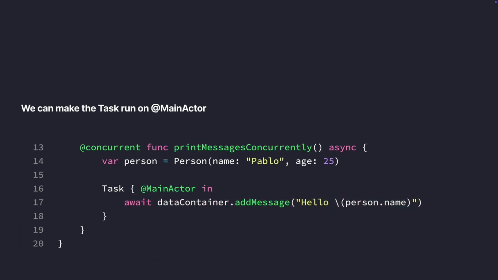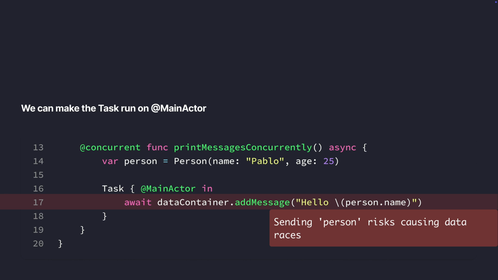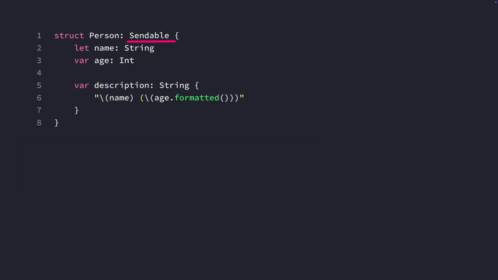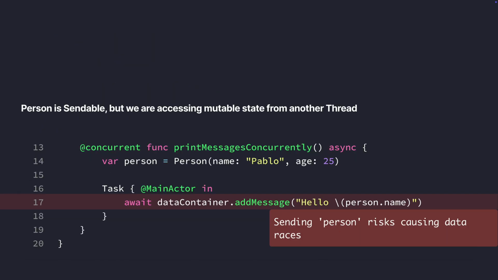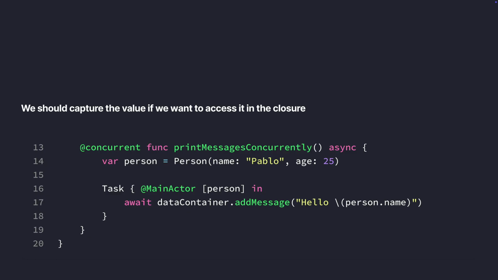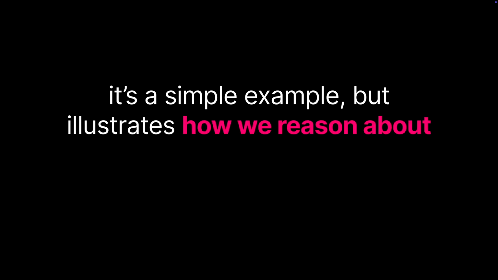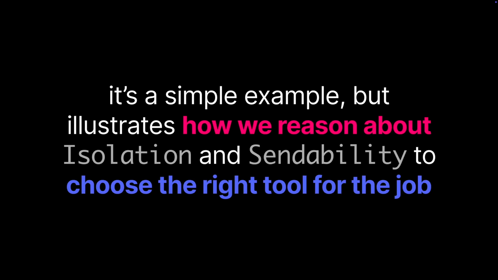Sadly, a new error appears. Sending person risks causing data races. If you look at the definition of Person, we can see that it's Sendable. So it should be safe to move across isolation boundaries. Huh? Person is indeed Sendable, but we're accessing mutable state from another thread. We should capture the value if we want to access it in the closure. So we get a copy of that person inside the task. Once we add person to the capture list, the error disappears and the code compiles. It's a simple example, but it illustrates how we reason about isolation and sendability to choose the right tool for the job.